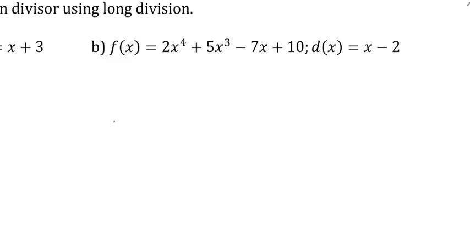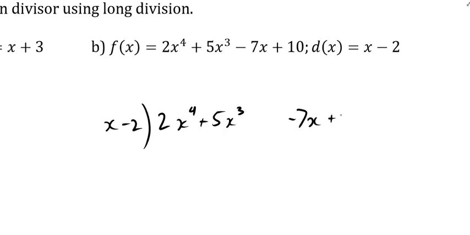So let's get this set up. X minus 2 divides into 2x to the 4th plus 5x cubed. Now I have to be careful here. What is different about this one? I kind of made it obvious the way that I wrote this out. Okay. There's no x squared term.